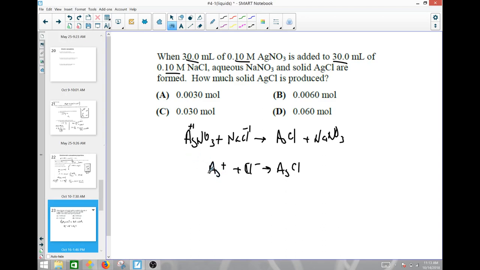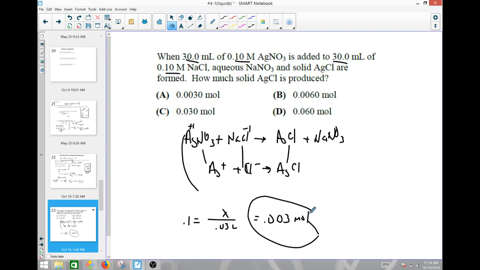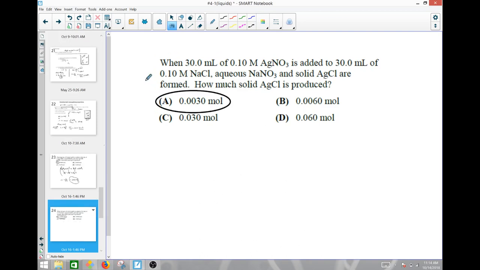So if I know how many moles of this guy I have, it equals the moles of this guy, and should equal the moles of this guy. So either one you want to do. Let's just find the moles of the silver nitrate. It's 0.1 equals X moles over 0.03 liters, and the answer is 0.003 moles. And of course, they're catching you to see if you understand the idea of limiting reactant and running out of reactant. So straight up the alley of stoichiometry.